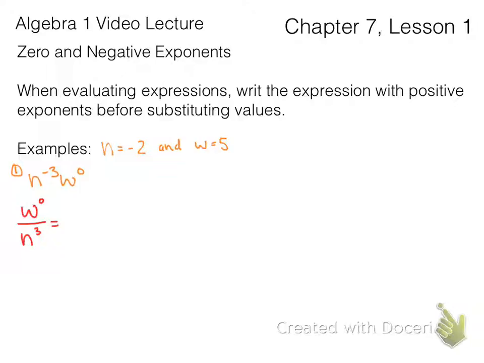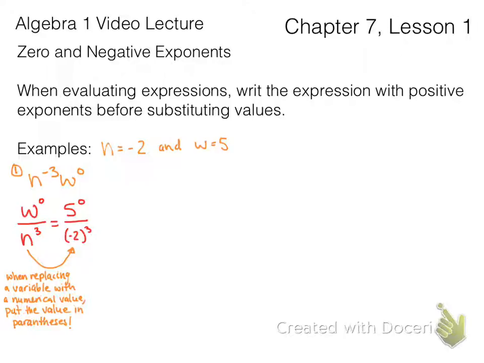Now, since I have all positive exponents, I can substitute with the values of each variable. So we have 5 to the 0 power over negative 2 to the third power. And remember, when replacing a variable with a numerical value, put the value in parentheses. So we now have 5 to the 0 power, which is 1, and negative 2 to the third power, since it's in parentheses, is negative 2 times negative 2 times negative 2, which is 1 over negative 8. There you go, simplified.